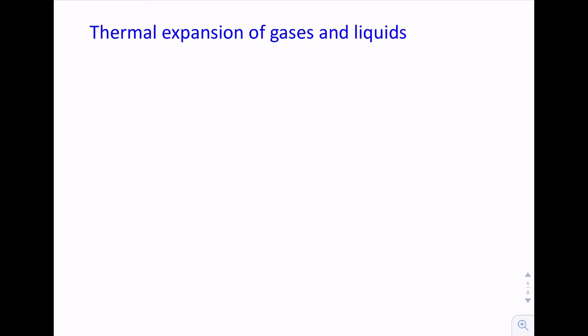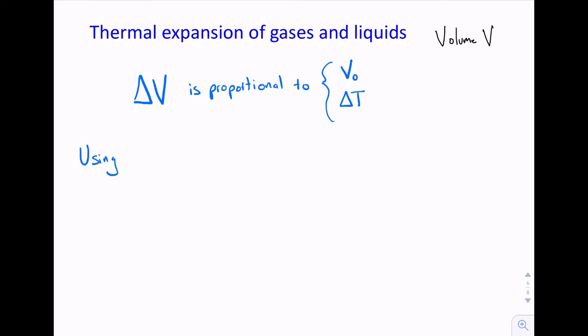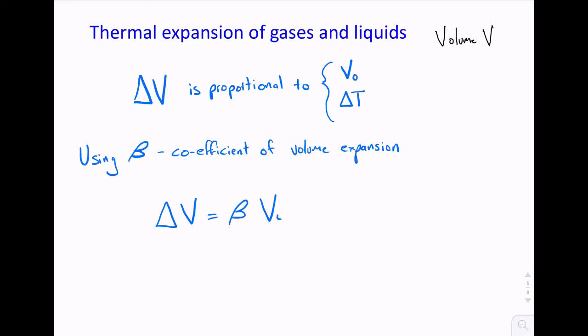We now consider the expansions of gases and liquids. This is similar to the linear expansion we considered previously, except we are now talking about volume instead of length. So consider the change in volume, delta V. This is also proportional to the change in temperature, delta T, and to the initial volume of the material, V naught. We can add the coefficient of volume expansion, beta, and as an equation we now have delta V equals beta V naught delta T, where delta V equals the change in volume, beta equals the coefficient of volume expansion, V naught equals the original volume, and delta T the change of temperature.